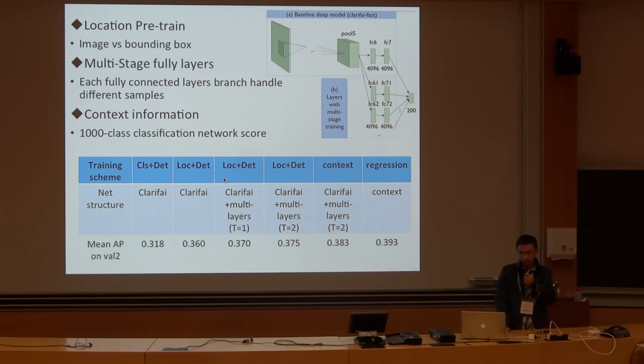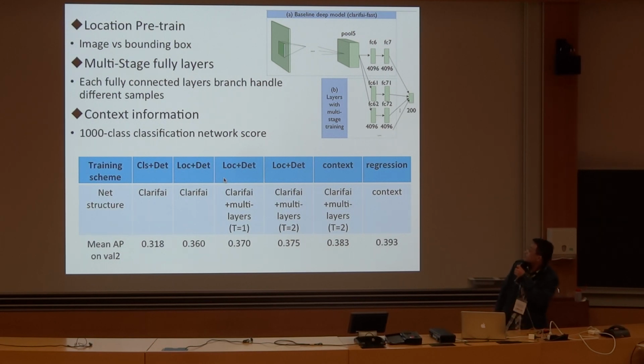Data have different difficulty levels for the computer, and what we want to do is to let the computer say which part is difficult and which part is easy, and use different branches to handle different data. Here, we have only two more branches, in addition to the original branch. We have three branches, and with these two more branches we have about 2 points improvement.